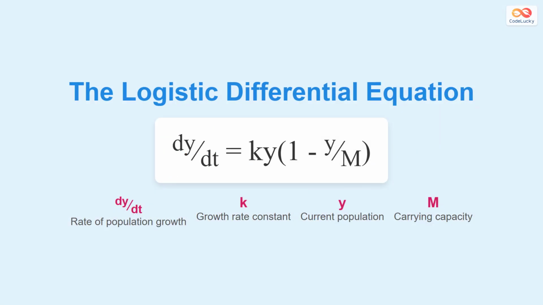This is the logistic differential equation. Let's break down its components. dy/dt represents the rate of change of the population over time. k is a constant that determines how fast the growth occurs. y is the current size of the population, and m stands for the carrying capacity of the environment.